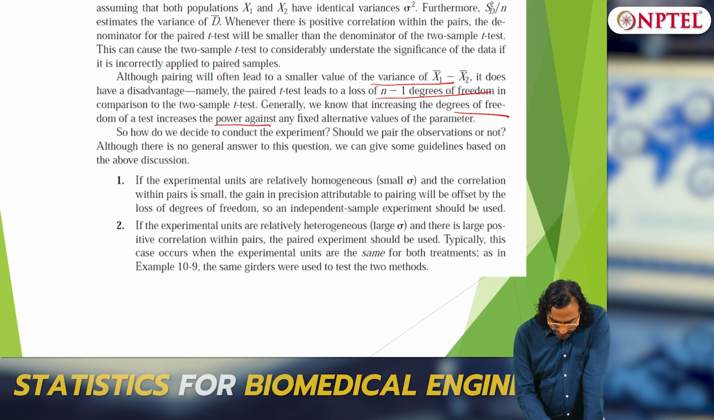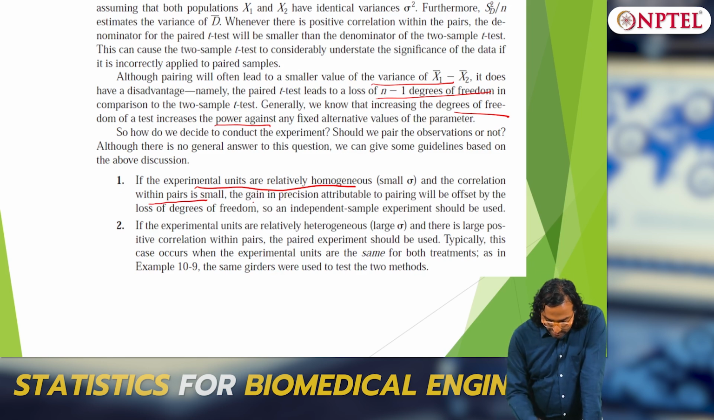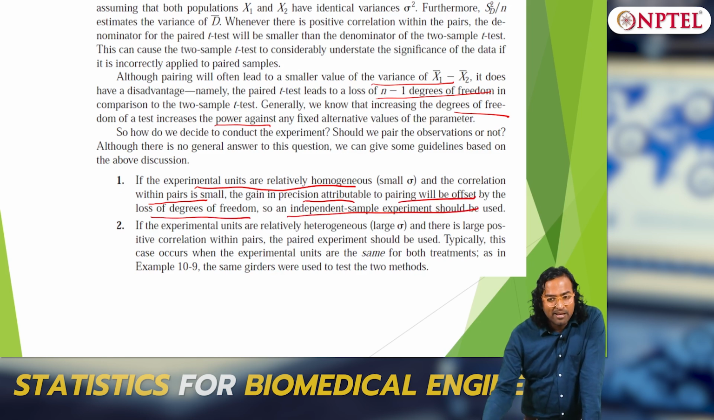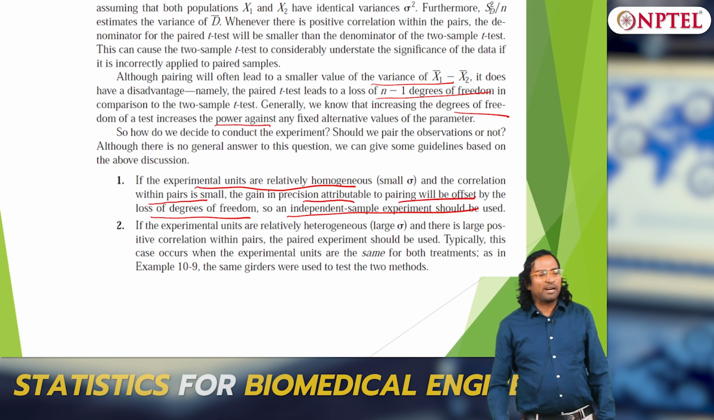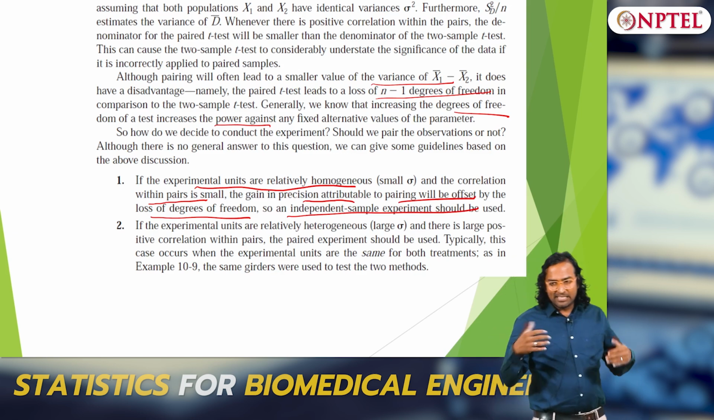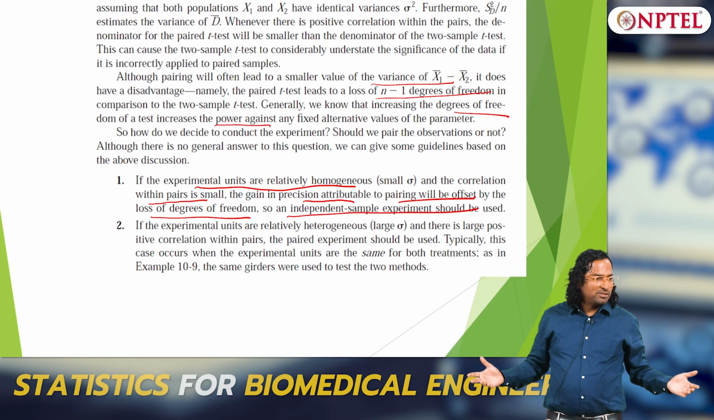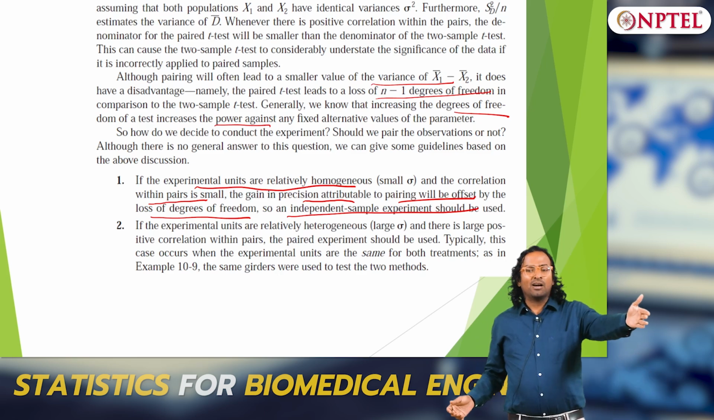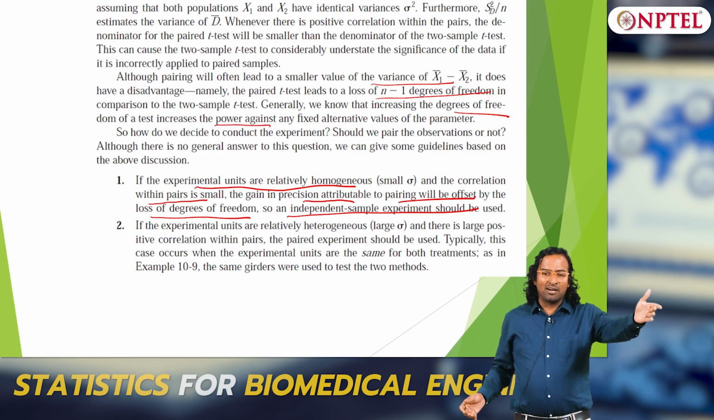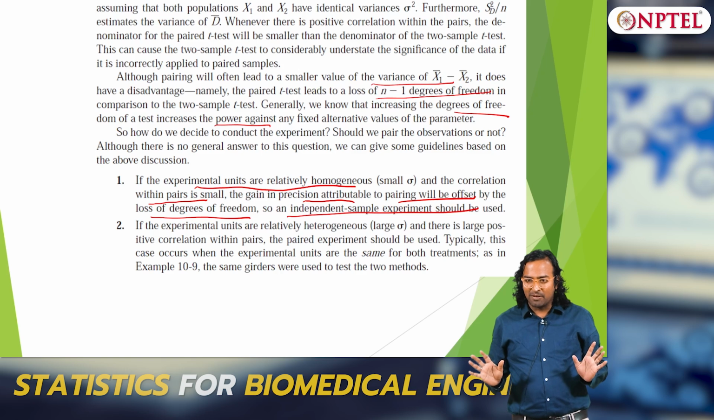So if the experimental units are relatively homogeneous and the correlation within the pairs is small, the gain in precision attributable to pairing will be offset by the loss of degrees of freedom. So an independent sample experiment should be used. When to use independent? When the units are relatively homogeneous. That is, performing heart rate on him and me are the same, which will not ever be, right.